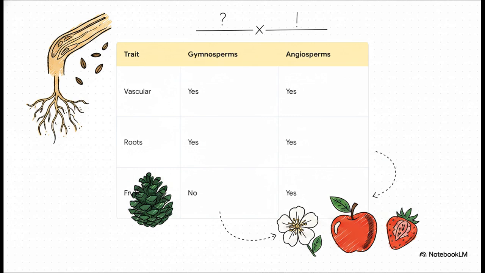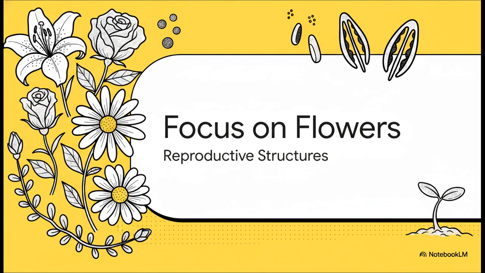Fruit bearing. Gymnosperms produce naked seeds and do not bear fruit. Angiosperms produce flowers and absolutely do bear fruit. Which brings us to Section 5, Focus on Flowers.